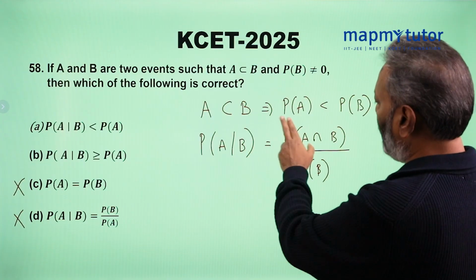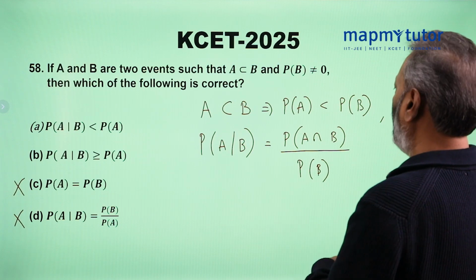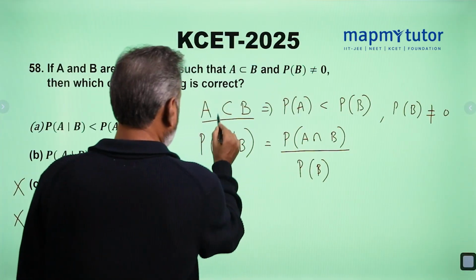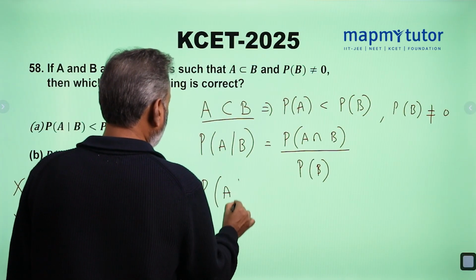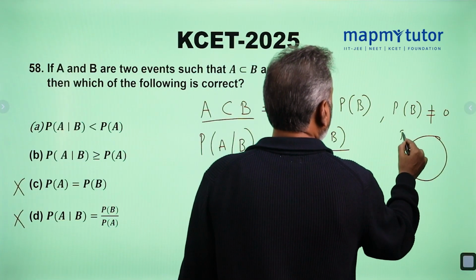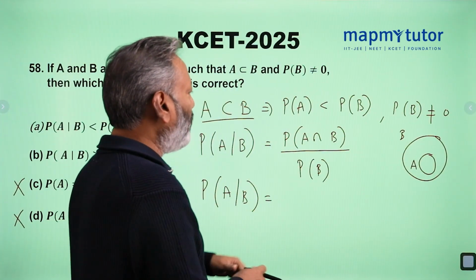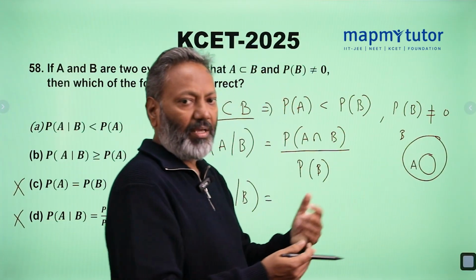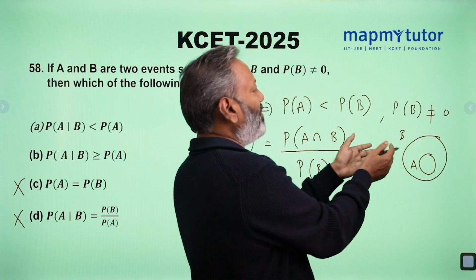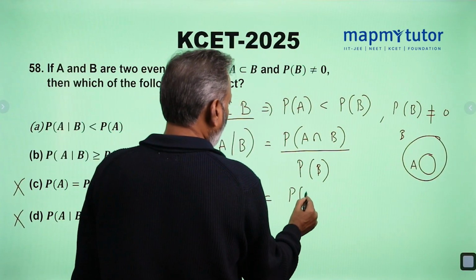Let me check the first two options. That is, P of A given B is less than P of A or greater than P of A. So, here P of A intersection B, because A is a subset of B. Let me change this a little. If this is event B, this will be the event A, because A is a subset of B. So, what is A intersection B in this case? A only. The elements in A will be the common elements for both A and B. So, A intersection B is nothing but P of A.